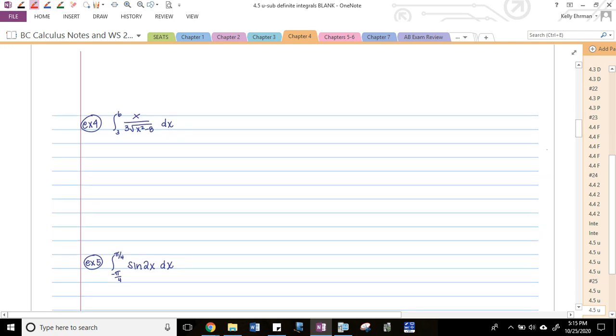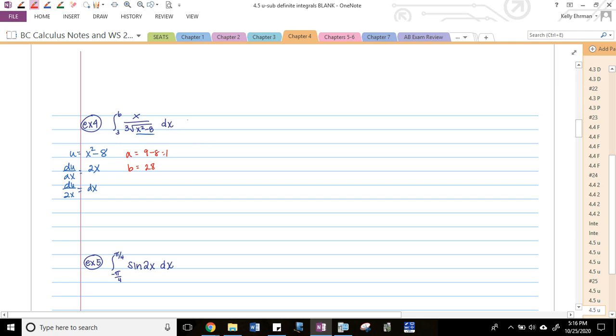All right, next example. Seems like we should make u equal to x squared minus 8. Du dx is going to be 2x. Du divided by 2x is going to be dx. Let's fix our bounds as well. A is going to be 9 minus 8, which is 1. And B is going to be 36 minus 8. 36 minus 8 is 28.